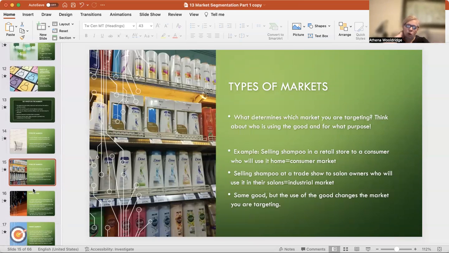What kind of market are we working for? If I'm selling shampoo to a retail store for a customer, that's a consumer market. If I'm selling it to a trade show or a salon, hotels, and things like that, that's industrial, right? Even though a customer will ultimately use that at a hotel, it's really an industrial type of use because it doesn't matter who the end user is. It matters how that funnel flows.